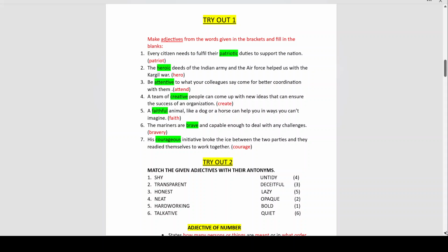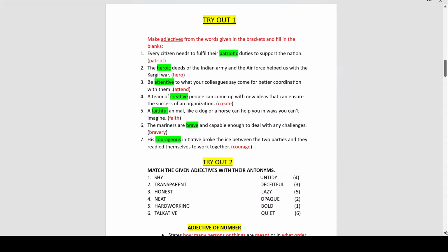Courage. Now, children, what do you mean by broke the ice? Broke the ice means there is some hostility or misunderstanding or discomfort between the two parties. That is called breaking the ice, meaning breaking the discomfort. There's no such thing as literally breaking ice between the two parties. That means just breaking the discomfort or the misunderstanding between the two parties. So, courage becomes courageous, where we add OUS as a suffix to the word courage.